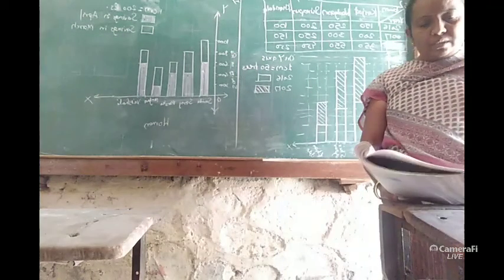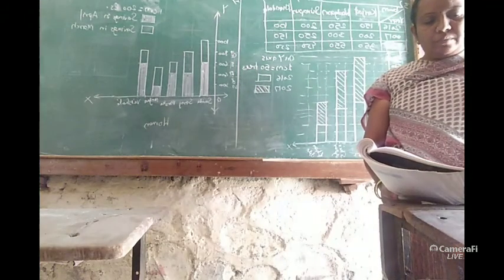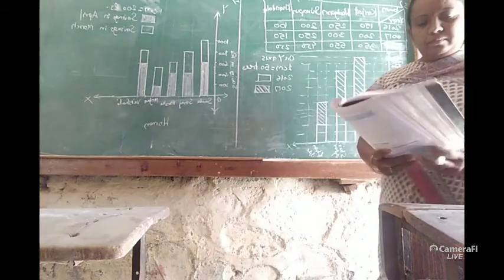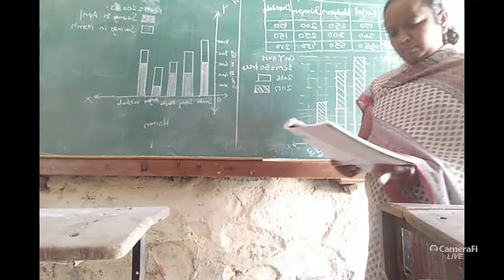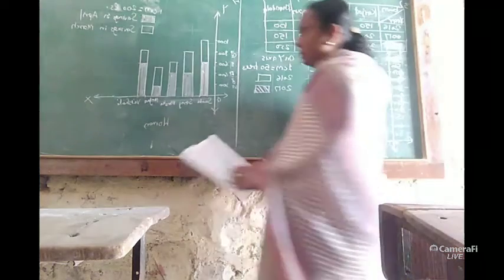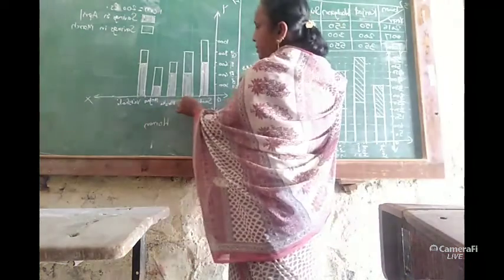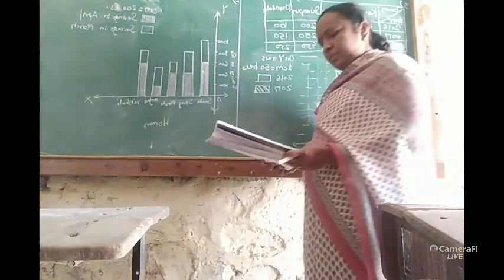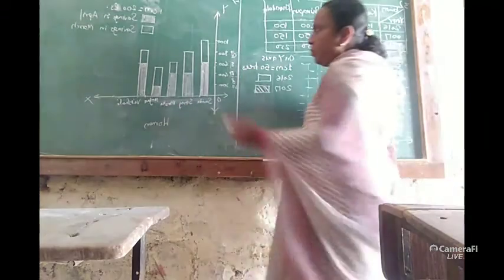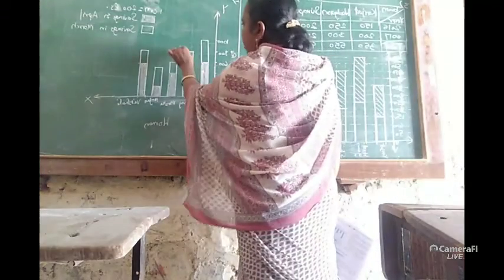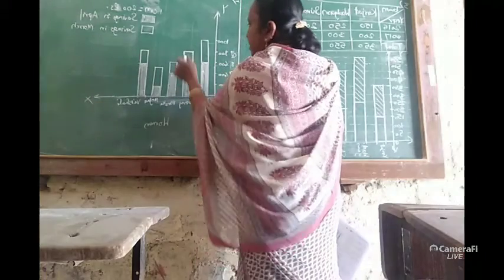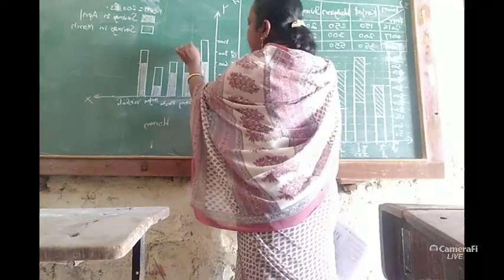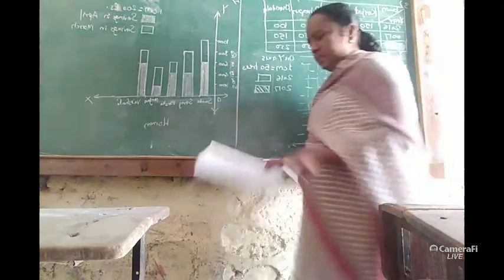The next question is: how much is the total saving of Saroj in the months of March and April? See the saving of Saroj. The second one is Saroj. We have to find the total of savings of Saroj in March and April. So we have to calculate the height of the whole bar. This is the saving in March. This is the saving in April. So her total saving will be 800 rupees.